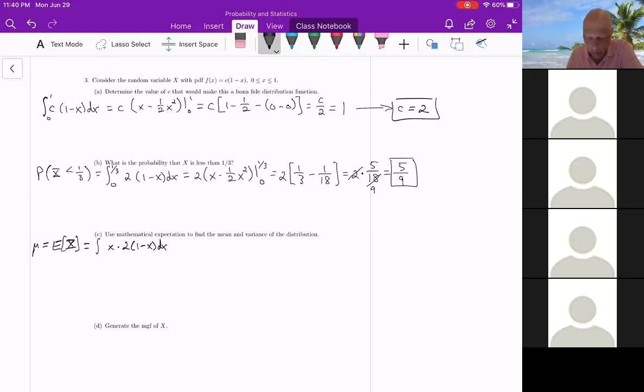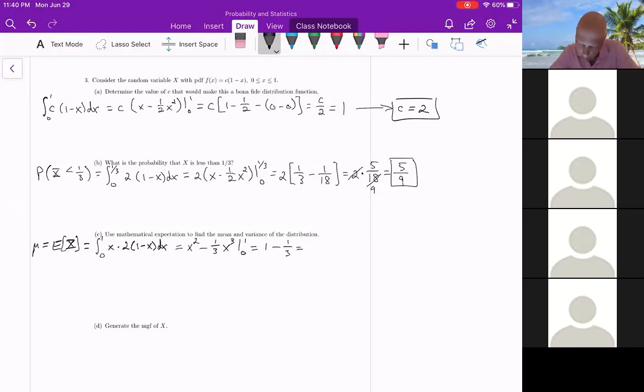And this is over the full support from 0 to 1. When we integrate this, we've got 2x, which is integrated to x squared, and x squared becomes 1/3 x cubed. Evaluating this from 0 to 1, we've got 1 minus 0 is 1, minus 1/3 times another 1 minus 0.